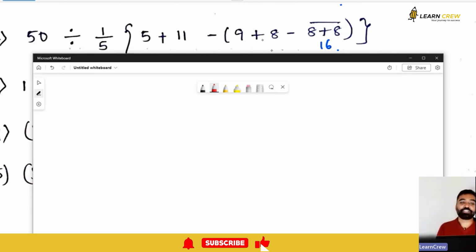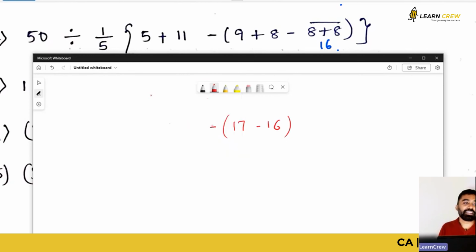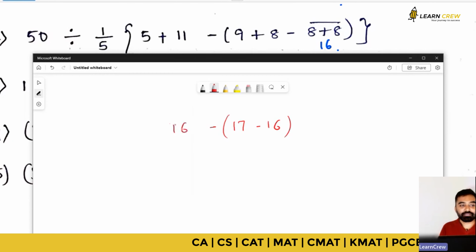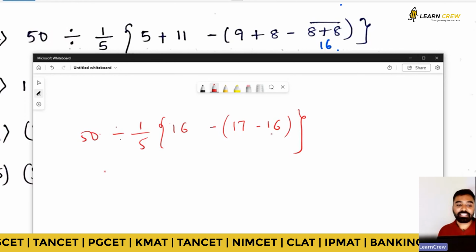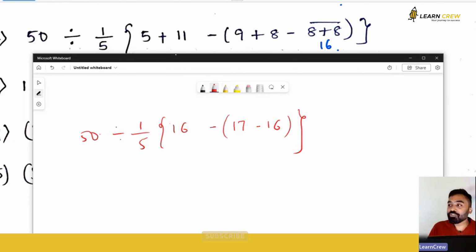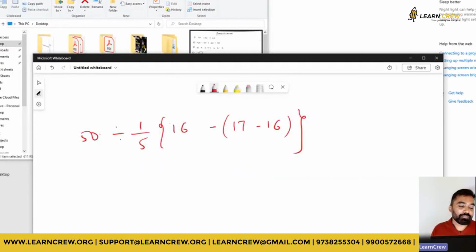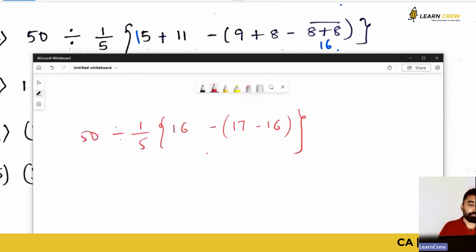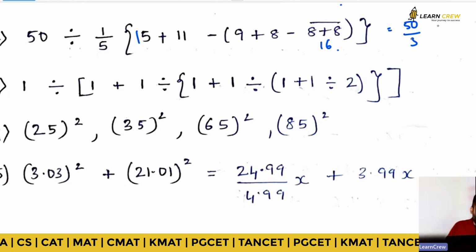Okay, fine. First you need to solve inside the brackets. So it becomes 9 plus 8, which is 17, minus 16, right? Becomes 11 plus 5, that is nothing but 16. 16. 1 divided by 5 divided by 15. Now 16 minus 1 is, sorry, 15. Which answer did you get? 15 divided by 3. So now 50 divided by 3, yeah? Okay.